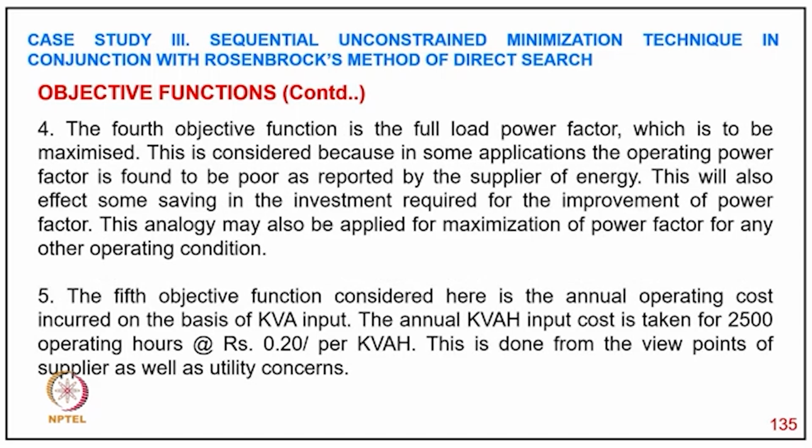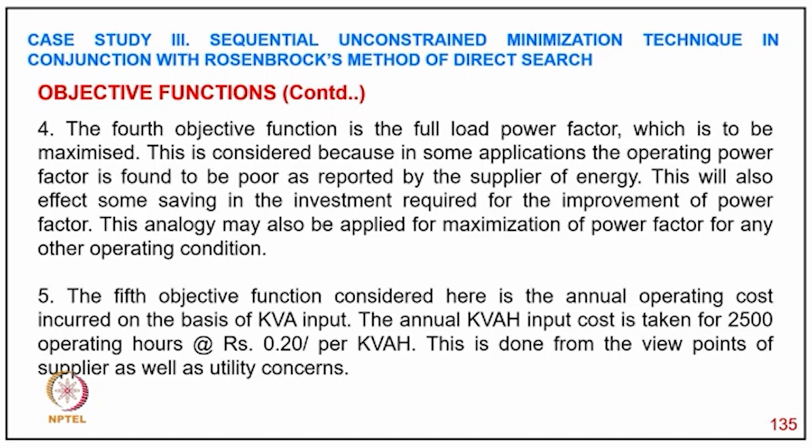The fourth objective function is taken as the full load power factor, which is to be maximized. This considers that in some applications the operating power factor is found to be poor, as quoted by the supplier of energy. There is also the effect of some saving in the instruments required for improvement of power factor. The analogy may be applied for typically maximizing the power factor for any operating condition.